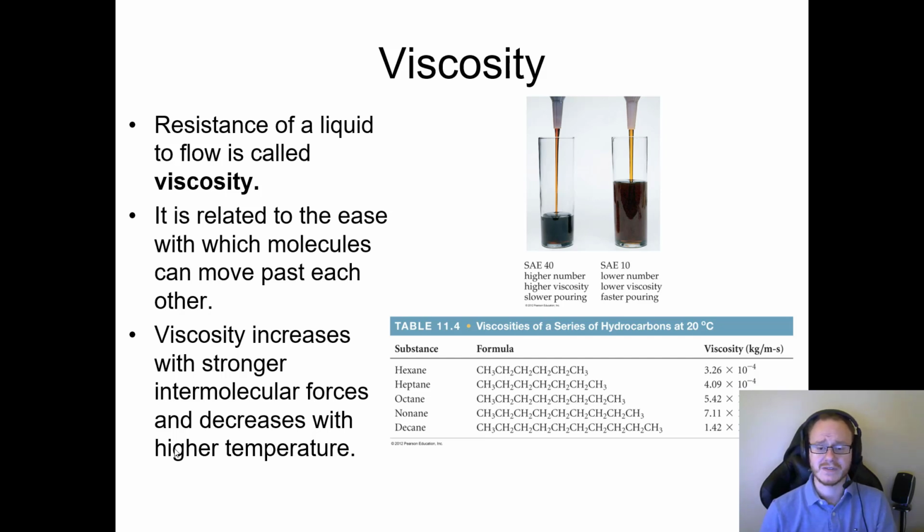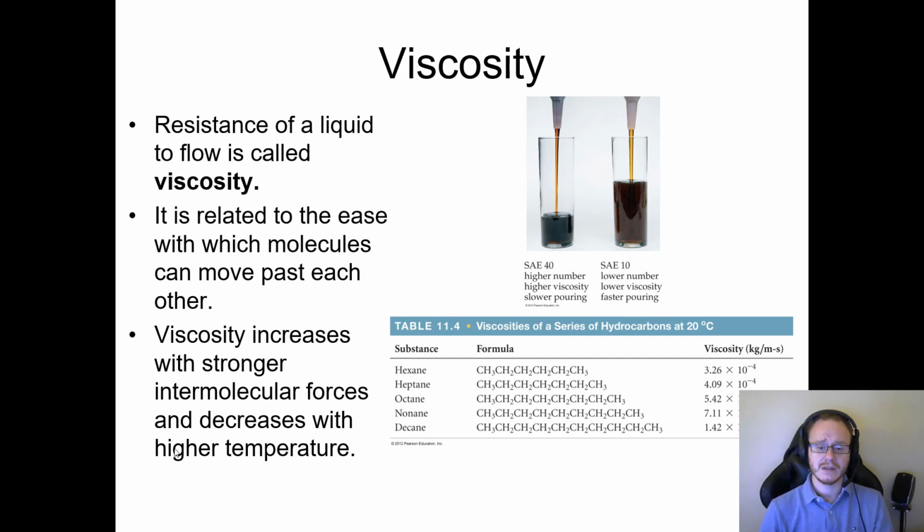Of course, if something is very sticky to itself, it's going to have a higher viscosity, which means it's not going to want to flow very well. The resistance of a liquid to flow is simply called viscosity. This is how easy molecules can move past each other. We can already begin to see how intermolecular forces can impact viscosity.